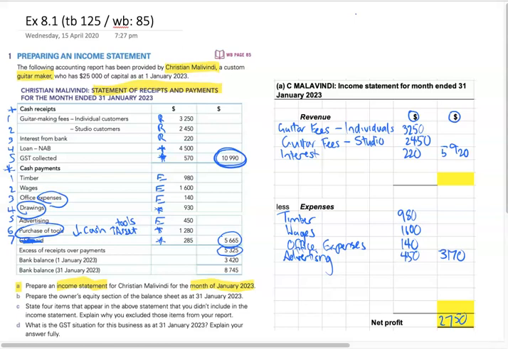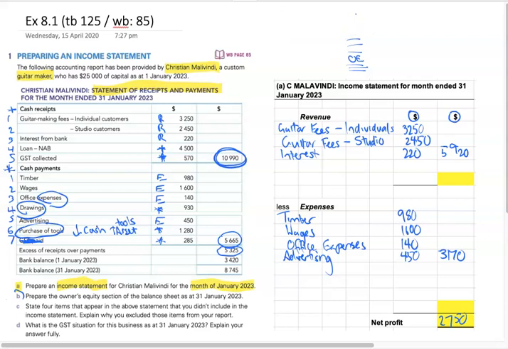Part B in this question, and this is really the only other one that we're going to do in this question, asks us to prepare the owner's equity section of the balance sheet. So if you remember the balance sheet, it'll look something like that. All your assets listed on the left, your liabilities listed on your right, and to balance it, we write how much our business is worth.